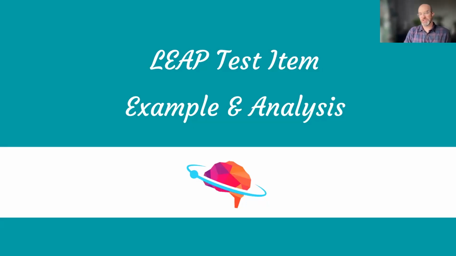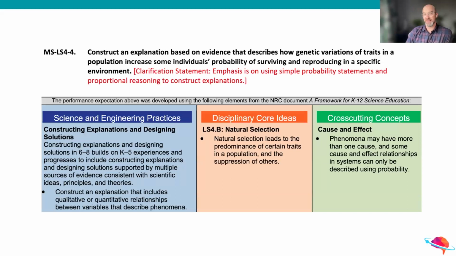Okay, so to start off, we always want to make sure that we are focusing on an actual task that your students need to drive towards. And here we are going to look at this task for the LEAP, which is centered on this standard, MS-LS4-4. Students have to construct an explanation based on evidence that describes how genetic variations of traits in a population increase some individual's probability of surviving and reproducing in a specific environment.